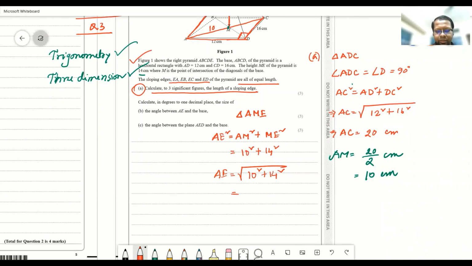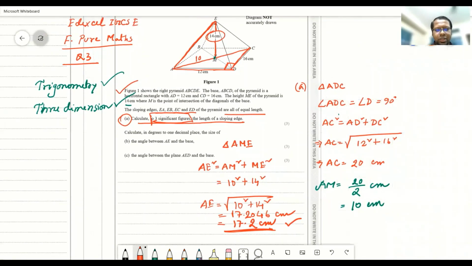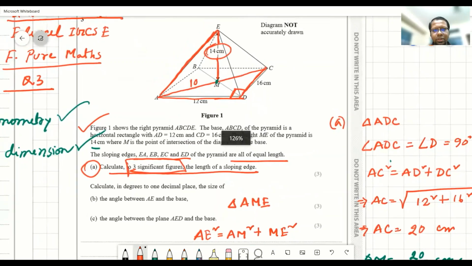If we calculate it, the value will be 17.2 centimeter in three significant figures. It will be actually 10 square plus 14 square. It will be 17.2046 centimeter, but as we have to find out the answer in three significant figures, the answer should be written as 17.2 centimeter. Okay, so I think you have understood. So let's move on to the next question.